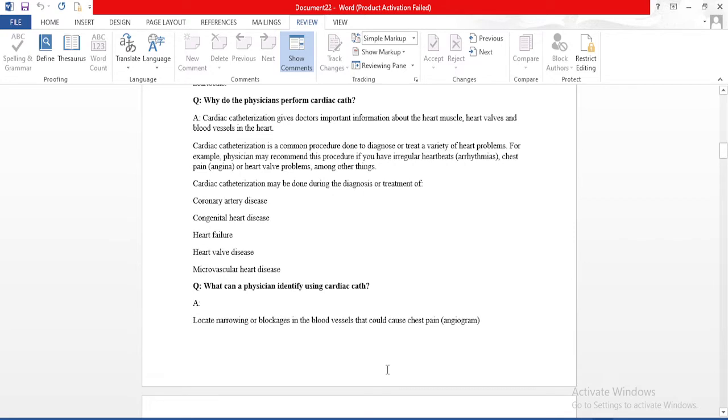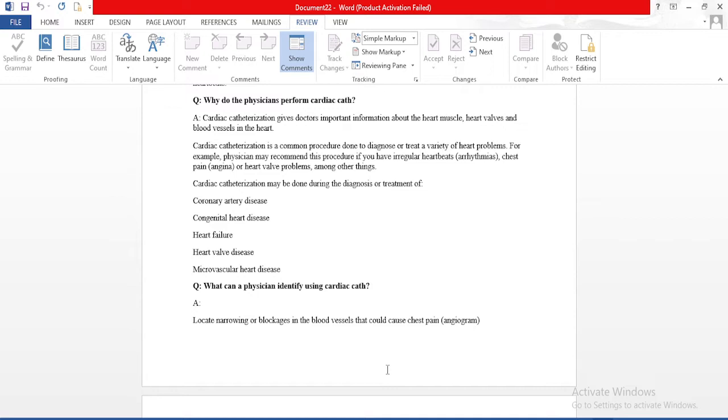Next question, why do the physicians perform cardiac cath? Cardiac catheterization gives physicians important information about the heart muscle, heart valves, and blood vessels in the heart. As our heart is composed of muscles, valves, and blood vessels, these are the more essential aspects of our heart. So cardiac catheterization is a common procedure done to diagnose or treat a variety of heart problems.